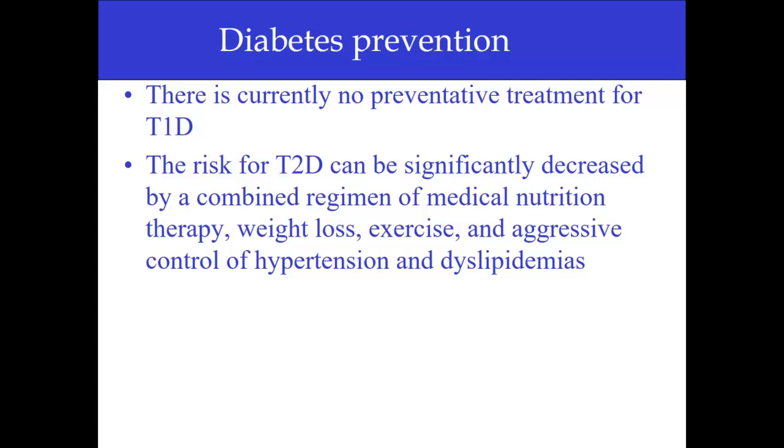The good news is that you can prevent type 2 diabetes. Of course, you cannot prevent type 1 diabetes, but you can prevent type 2 diabetes. So if you detect type 2 diabetes in a pre-diabetic stage, if the patient sticks to heavy exercise and a weight loss regimen, they will be able to prevent type 2 diabetes from occurring.